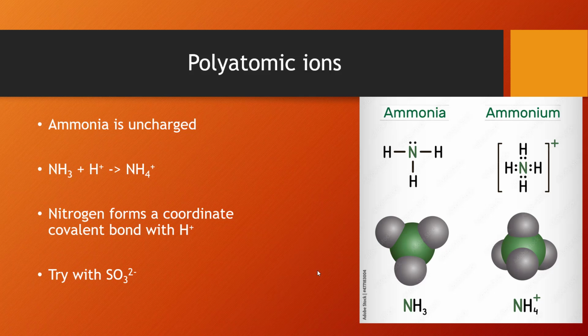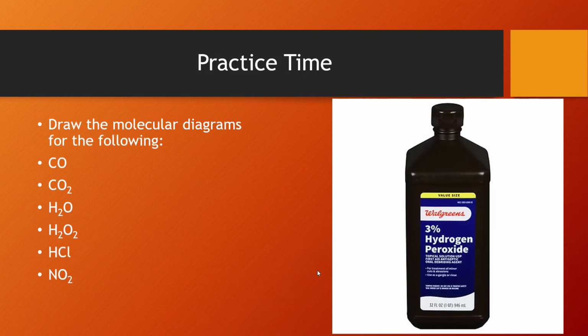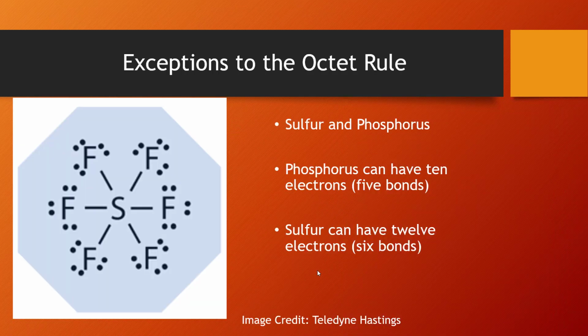We're going to do that on the board in class. Take some time to practice if you feel so inclined, and check the answers against Google. Now, there are, of course, exceptions to the octet rule. Sulfur and phosphorus are exceptions to the octet rule. Phosphorus can have up to 10 electrons, which forms 5 bonds, and sulfur can have up to 12 electrons, which can form 6 bonds. Now, obviously, these are exceptions, and if you're doing general chemistry, you're not going to run into these very often.